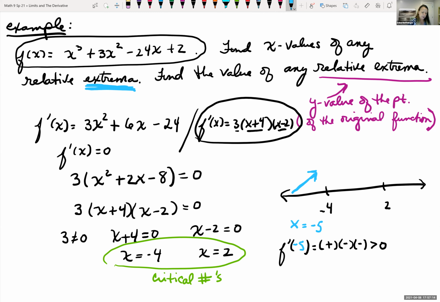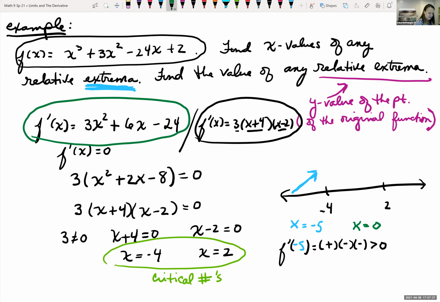So choose a number in between -4 and 2. If 0 ever falls in that interval, that's usually the easiest to choose. I'm going to plug it back into this one, just because that's easier for me to see. If I plug in 0 wherever I see an x, I'm just going to get my constant, which is -24. So f prime of 0 is -24, which is a number that is less than 0. And so my function is decreasing here.